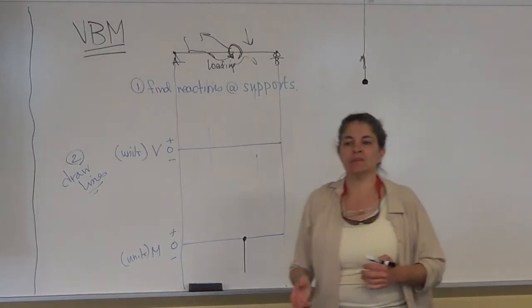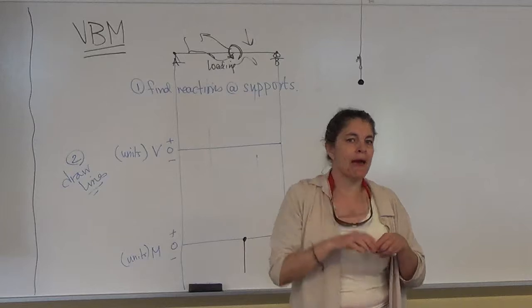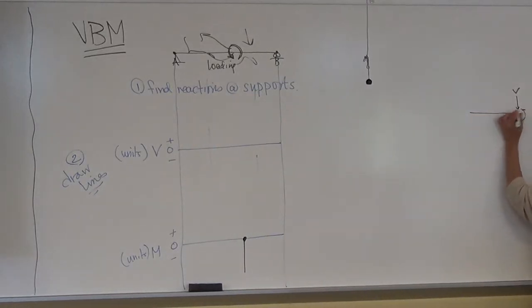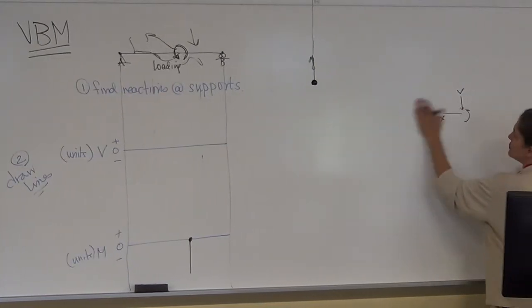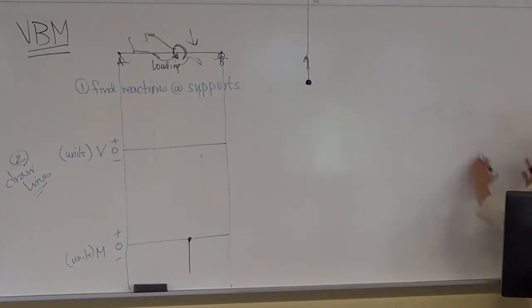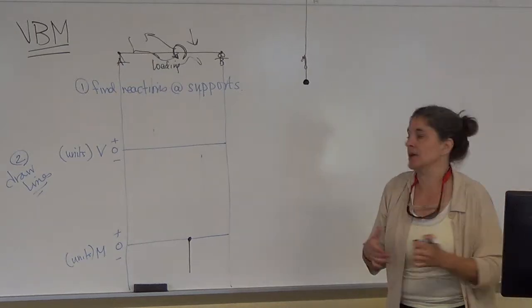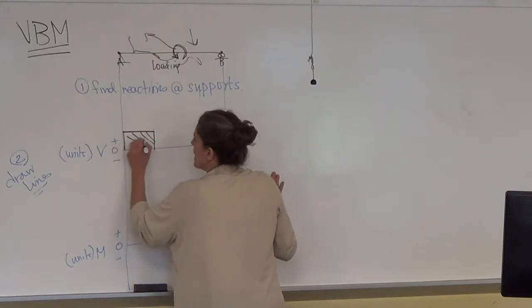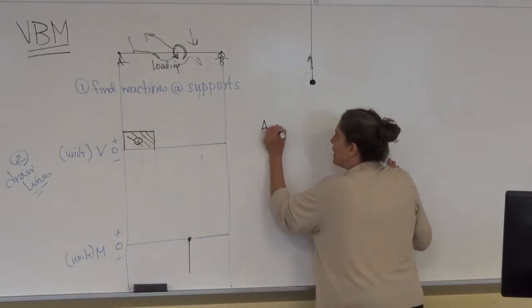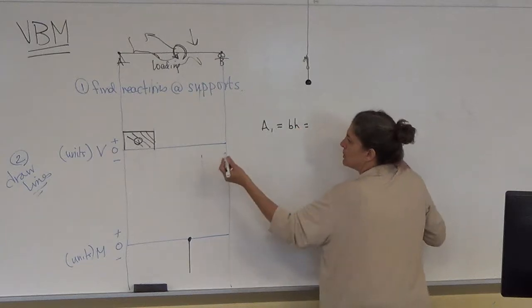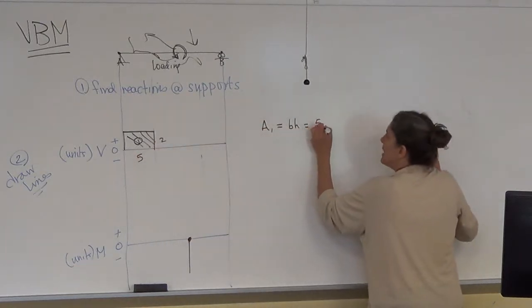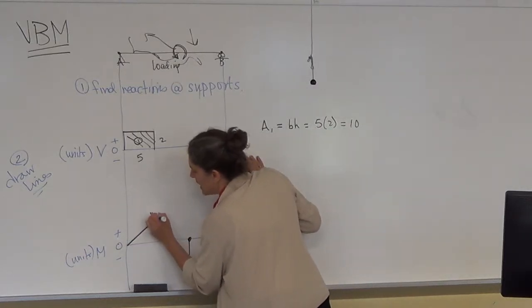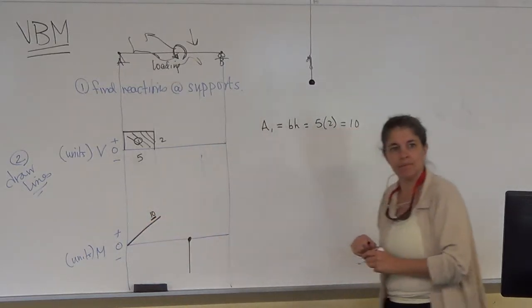Now, somebody asked me, do you need to show all the math? Remember how I took the beam and I put a V and a shear and did X and did all that. You do not have to show me this. But if you want me to give you partial credit, I need to see something. So if this goes up and then it comes down, and this is area 1, why don't you write area 1 equals base times height equals 5 times 2 equals 10. So I know when you go up 10, I know how you got that number.